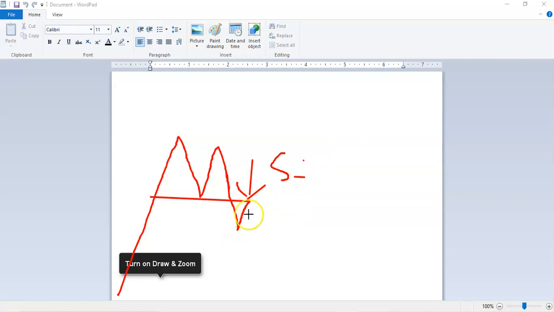That's your entry point to place your sell. When you place your sell, we expect markets to go down like this. So this is the point, your entry point. This is where you are supposed to start your trading. Okay?